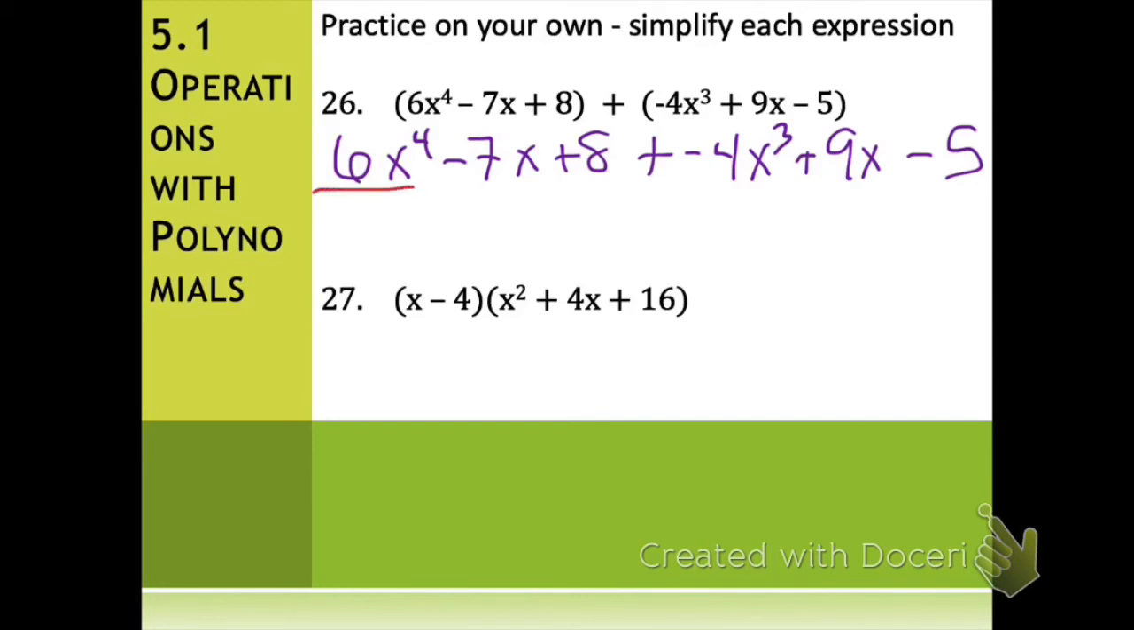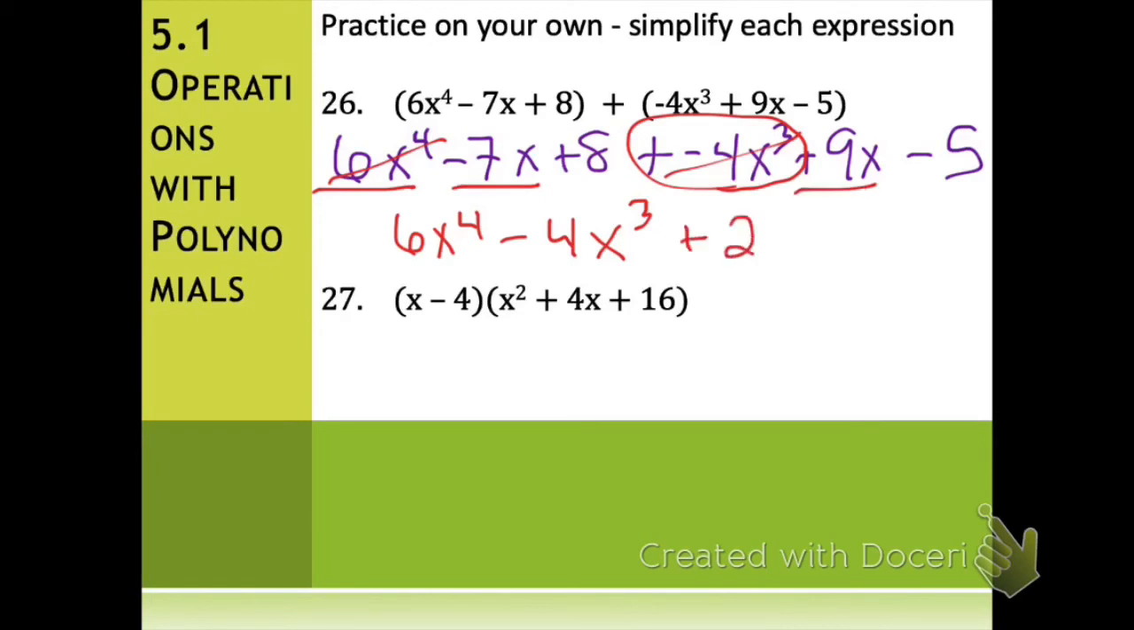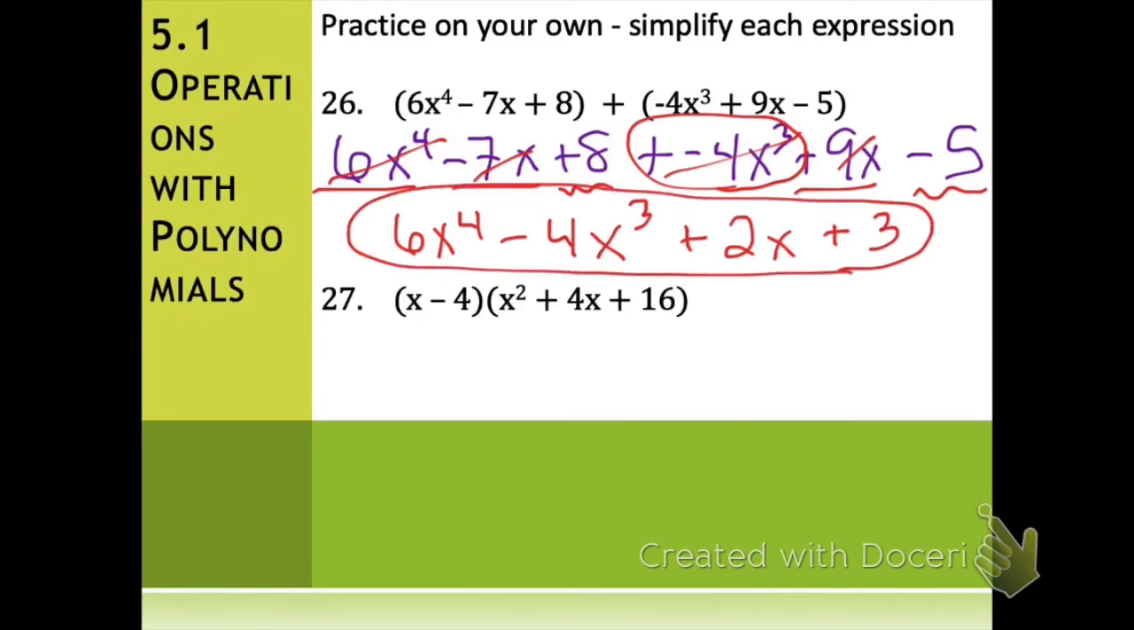So 6x to the fourth, there are no more of those, so 6x to the fourth. Okay, that's going to be minus 4x cubed. There are no other x cubed, so minus 4x cubed. I have minus 7x plus 9x, so that's going to be plus 2x. And I have plus 8 minus 5, so that's going to be plus 3. There's my final answer. Really just a combine like terms problem.